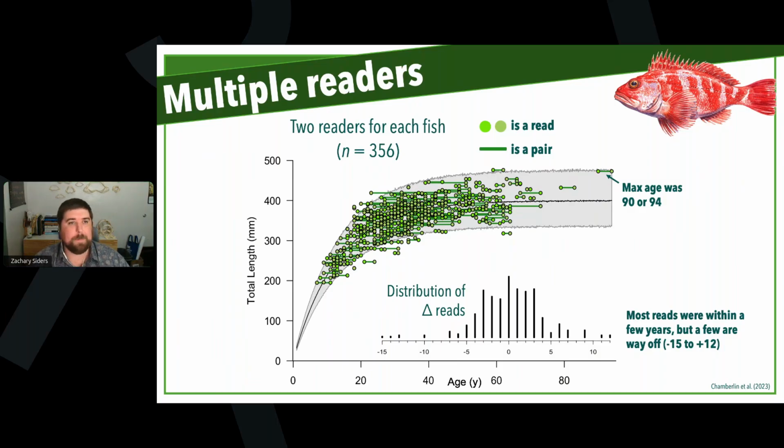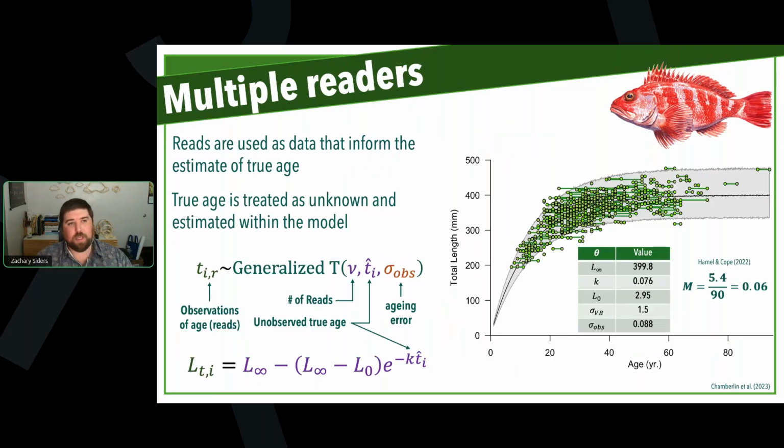So how do we do that? We assumed that those reads are data that inform the observation process of the true age, and that true age is treated as an unknown and estimated within the model. We set up a generalized t distribution where we have t sub i sub r, which is our observations of age, our reads, and then we have our number of reads, which inform the degrees of freedom parameter nu. We have our unobserved true age that we're estimating within the model, and we can pull out that observation error that comes from the aging error.